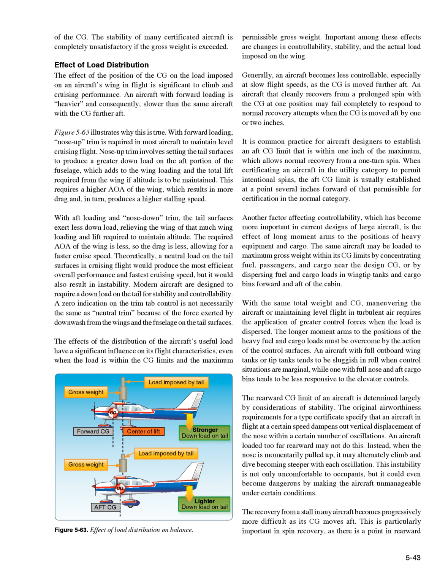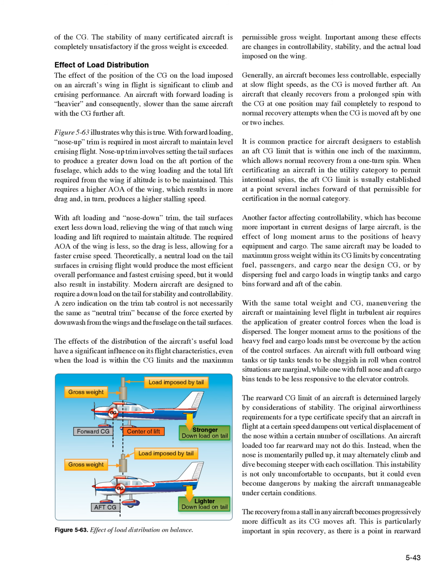The original airworthiness requirements for a type certificate specify that an aircraft in flight at a certain speed dampens out vertical displacement of the nose within a certain number of oscillations. An aircraft loaded too far rearward may not do this. Instead, when the nose is momentarily pulled up, it may alternately climb and dive, becoming steeper with each oscillation. This instability is not only uncomfortable to occupants, but it could even become dangerous by making the aircraft unmanageable under certain conditions. The recovery from a stall in any aircraft becomes progressively more difficult as its CG moves aft.